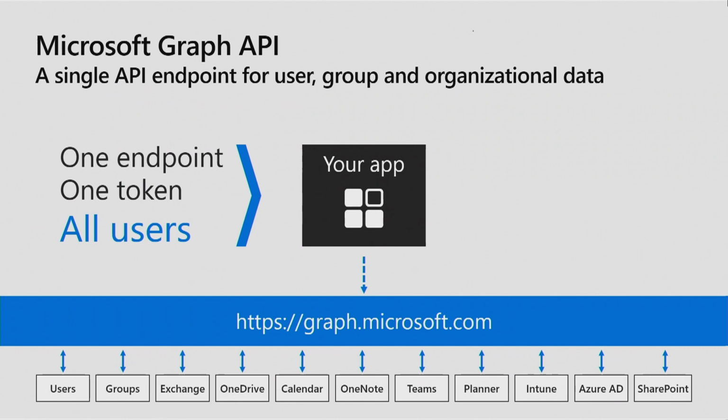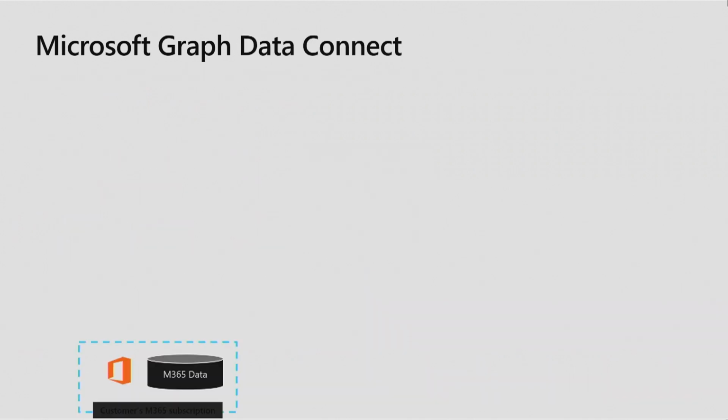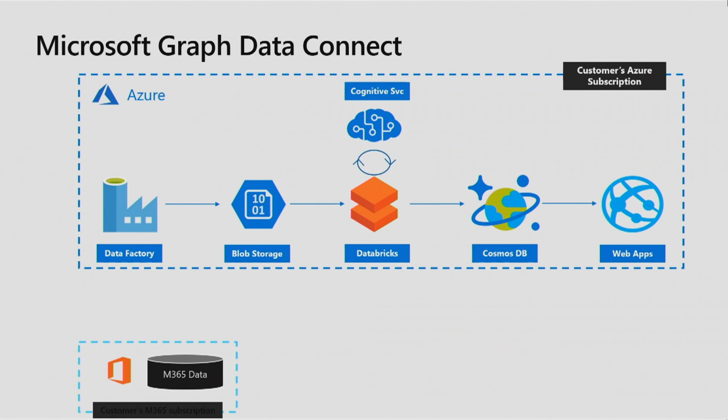Next, set of connectors. So first, I'm going to talk about Microsoft Graph Data Connect. Microsoft Graph Data Connect is a pipeline that allows you to securely move bulk data from Office 365 into Azure. So we have all of the data, and then we have all of the Azure tooling that you can use to process that data.